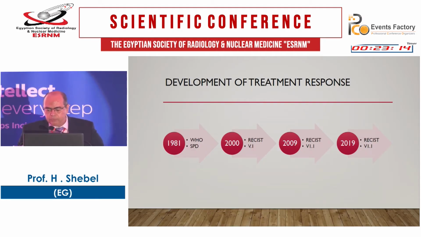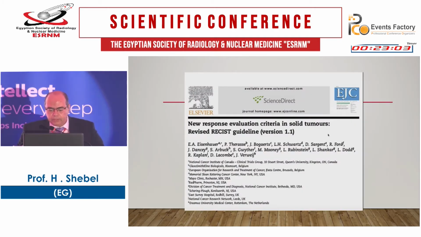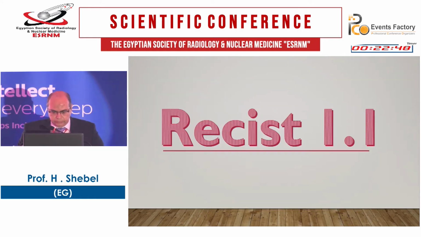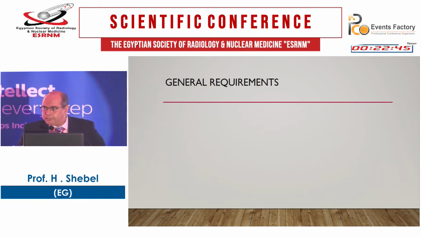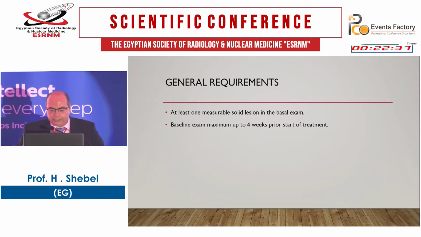So this is the timetable for the response systems developed from 1981 to 2009. This is the RECIST guideline, which was published in 2009 in the European Journal of Cancer, and which describes in detail the latest version of the RECIST criteria, 1.1. So to apply the latest version of the RECIST criteria, you need at least one measurable solid lesion in the baseline study. Also, the baseline exam should be done a maximum of 4 weeks prior to the start of treatment.